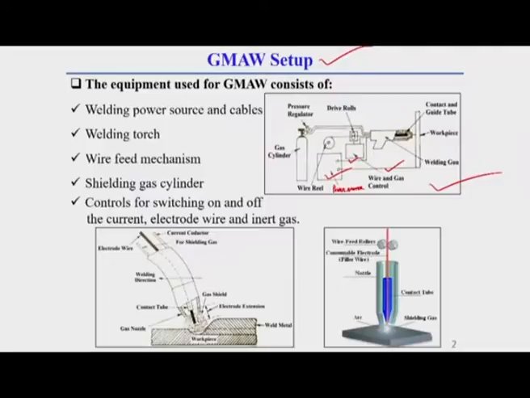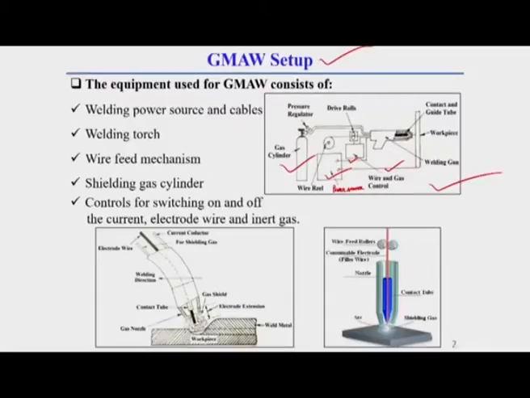Second, you can easily observe that a gas cylinder is required. Why is the gas cylinder required? As I have told you, a shielding medium is used to protect the arc as well as the molten weld pool from atmospheric contamination. For that reason, some sort of inert gas, or sometimes an active gas, is used. That's why a cylinder is required, called the gas cylinder.